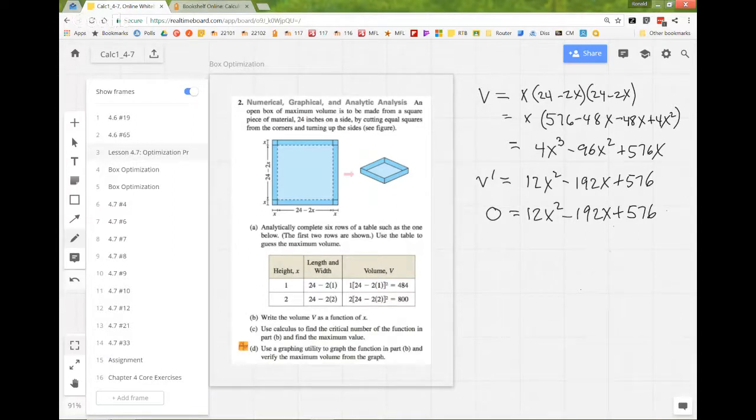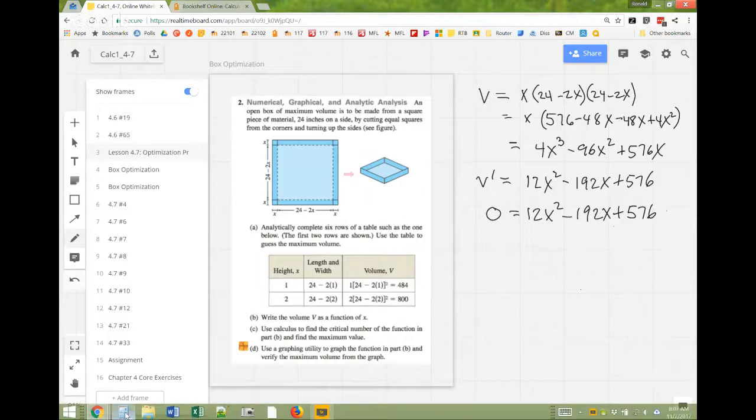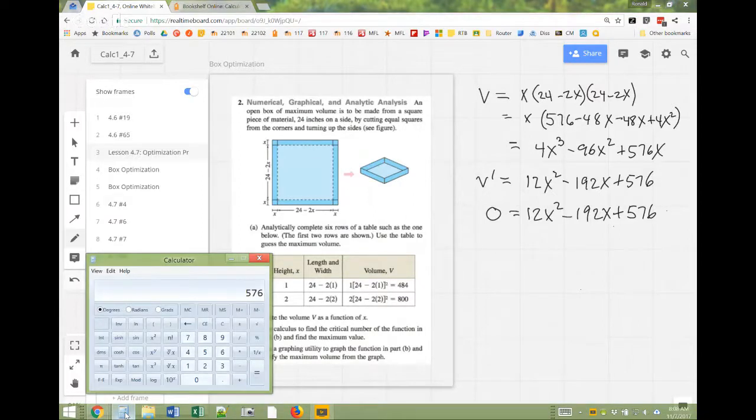Okay, so can we factor this at all? Well, it looks like we could definitely take out a 2. Can we take 12? It won't go into everything, will it? No, because 12 times 4 is 48. It might. Does 12 go in there? 576 divided by 12 is 48, yep. And 192 divided by 12. Yeah, so we can take a 12 out of there.